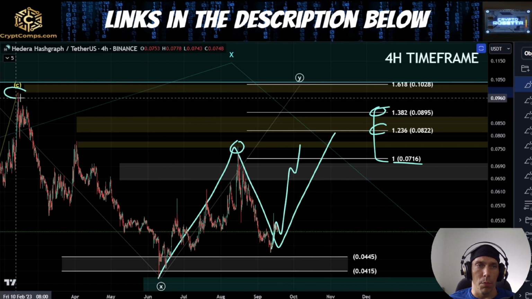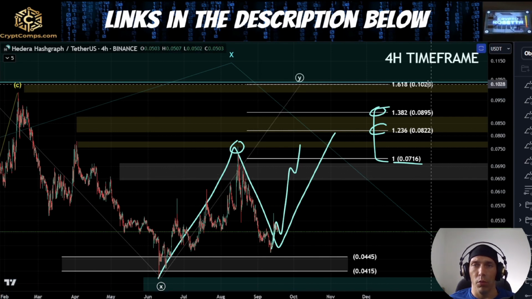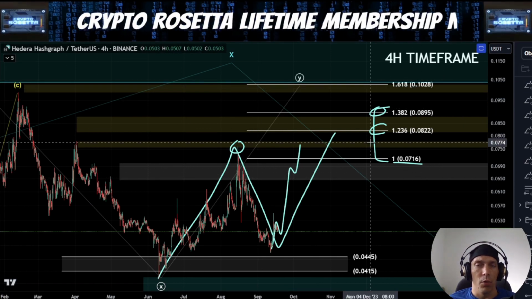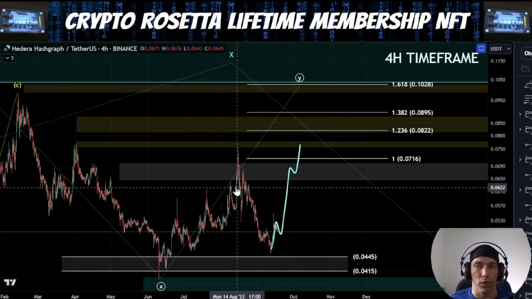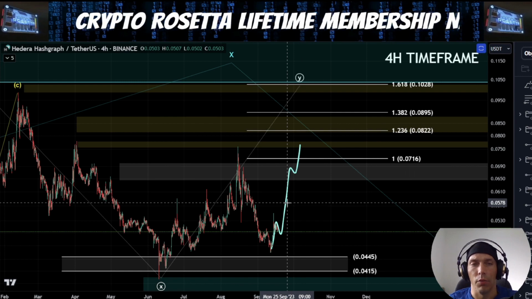If we do see a move above this high over here, we'll also be looking at this 1028, which would align with coming up into that 1.618 of that W wave. So it's going to be very interesting to see how we react from this point.